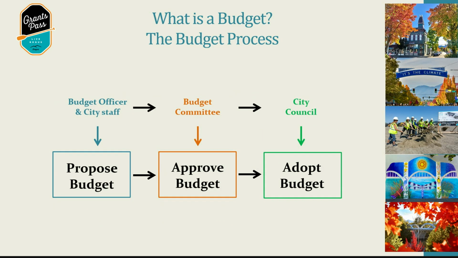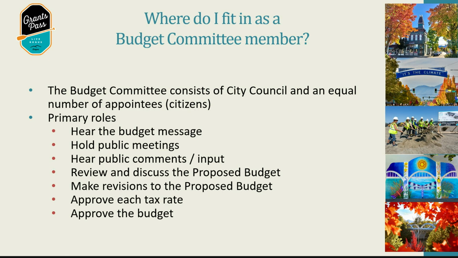Here is another diagram, because I'm a visual person, and this provides you an opportunity to look at what it looks like. City staff provides a proposed budget. It then moves to the Budget Committee. The Budget Committee approves the budget, and then ultimately Council adopts the budget. And there's a lot of work that is associated with the city staff and budget officer proposing a budget, which I'm going to get into.